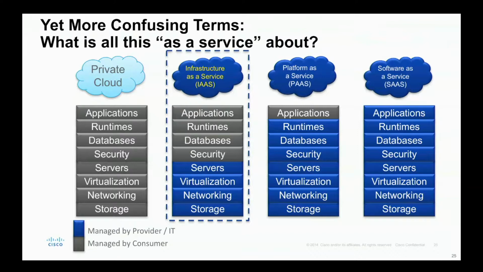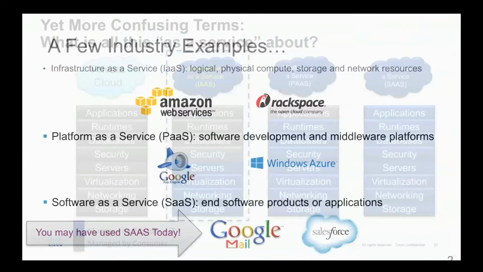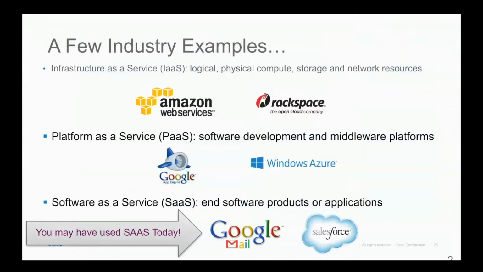Cool. So a couple examples. Amazon Web Services, Rackspace, good IaaS examples. Google App Engine, Azure would be PaaS examples. Salesforce.com, Google Mail, SaaS examples. Okay.